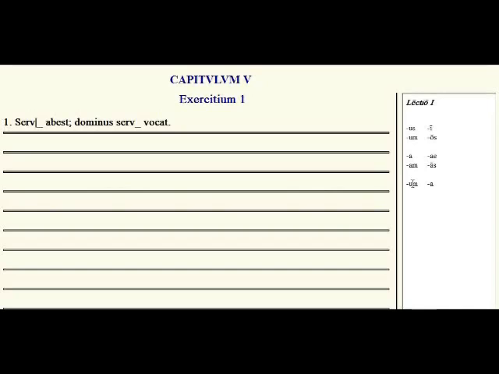So verbum could be the word is on the page. Verbum could also be I wrote the word, receiving the action. Same thing for verba: the words are on the page, and verba, I wrote the words, plural. So here we have an example. Serva abest, servus abest, and Dominus servam vocat. So here we have the object, right? The master calls the slave, accusative.